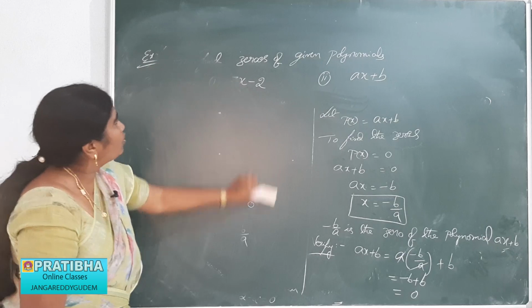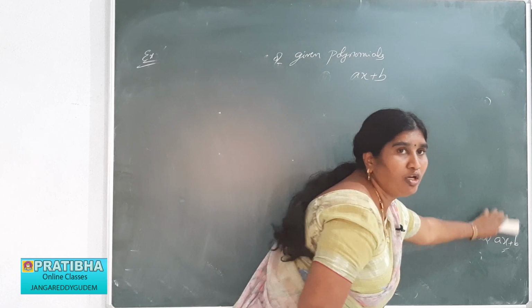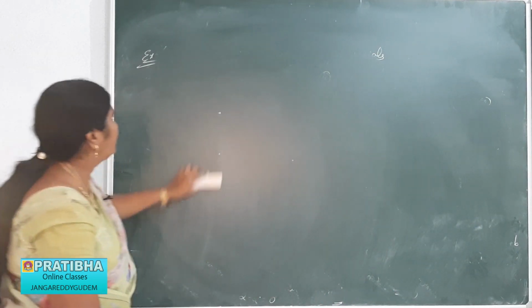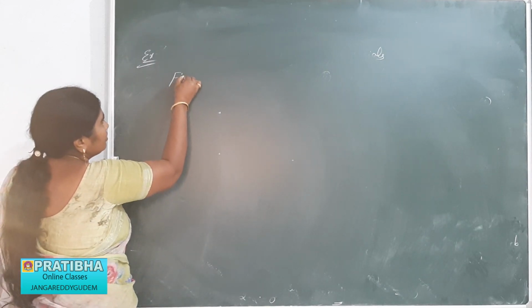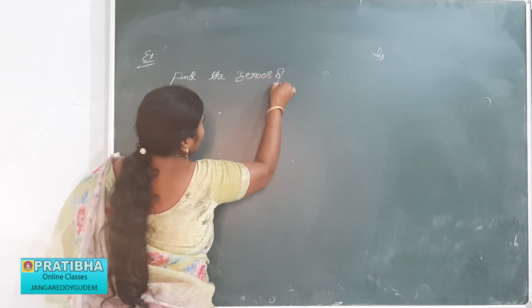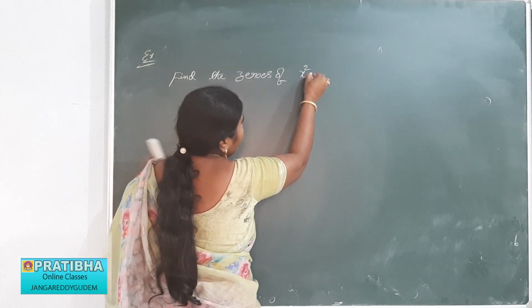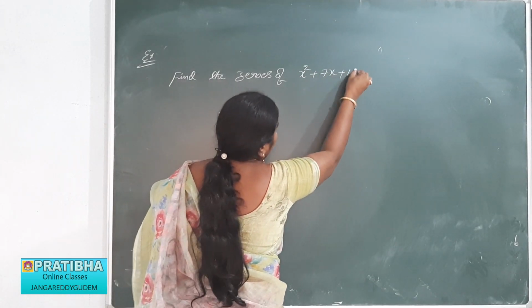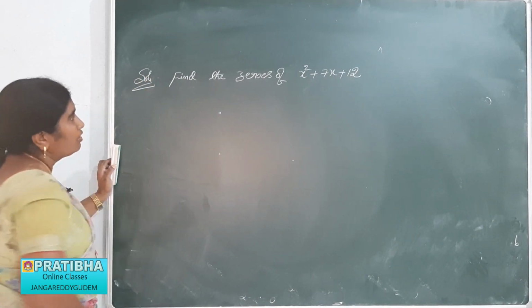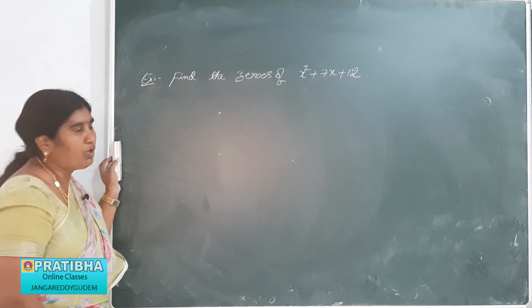Next, to find the zeros of a quadratic polynomial. Quadratic polynomial general form is ax square plus bx plus c. Find the zeros of x square plus 7x plus 12.